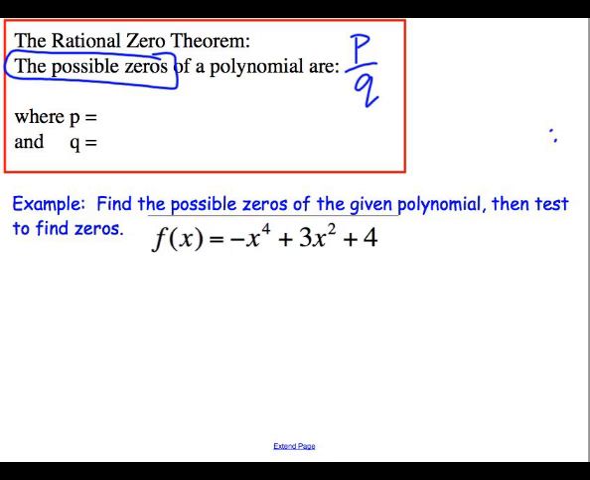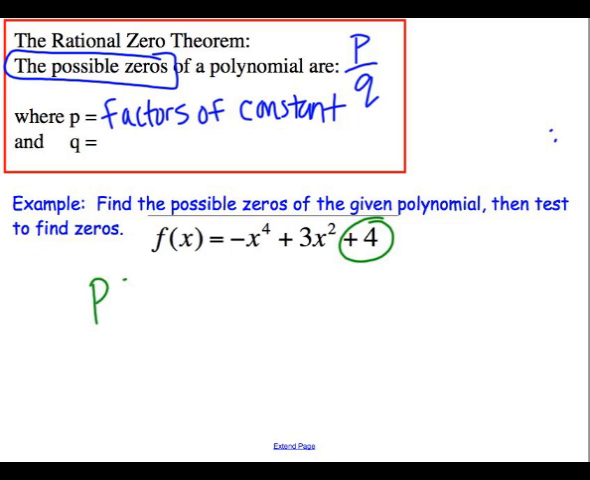So P is the factors of the constant. The constant in a function is always this number that gets added on. It's the number that's not dependent on an x. So when I'm listing the factors of 4, the possible values for P are positive or negative 1. That's always going to be an option for every number, positive or negative 2, and positive or negative 4. Those are 6 numbers that go into 4. Those are the values for P.